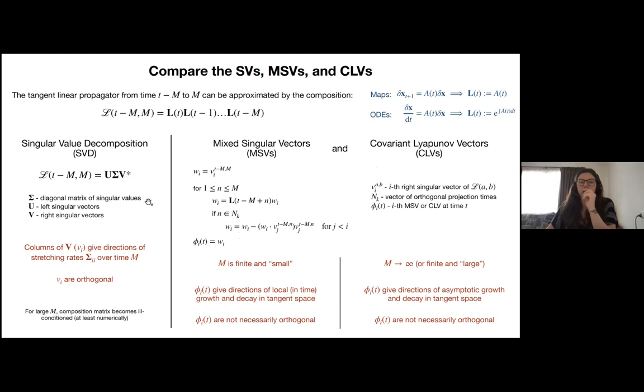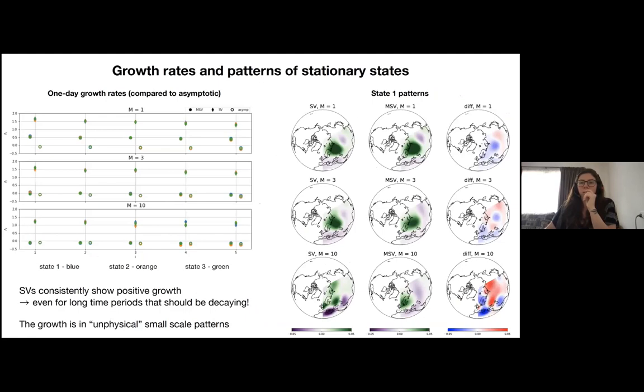And when we look at the differences between the three, we'll first look at the one-day growth rates again, compared to the asymptotic. And so immediately what we saw is that the MSV one-day growth rates are much smaller than the SV one-day growth rates, right? The singular vectors just grow very fast. And this is known to be a problem in numerical weather prediction. Whereas the MSVs grow much slower for the different windows that you're using.